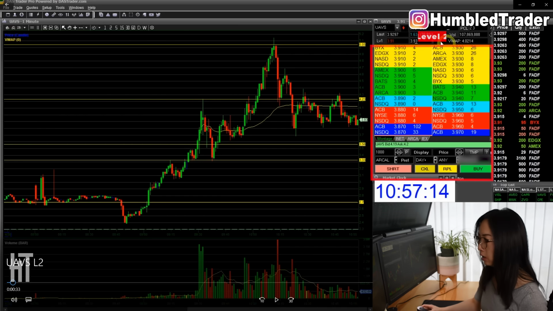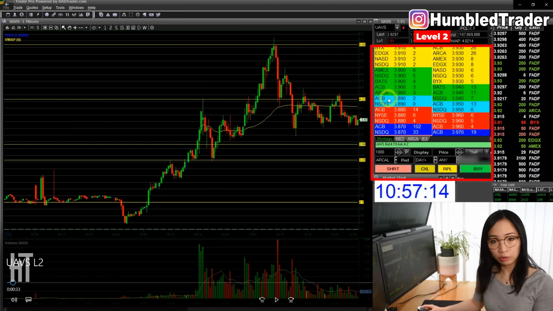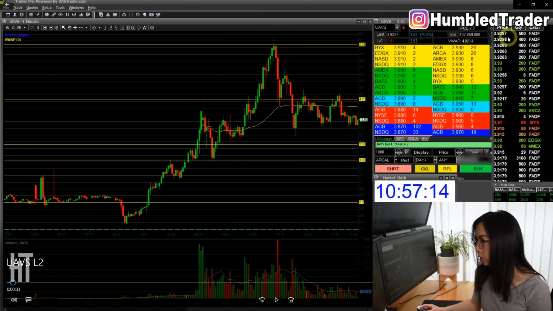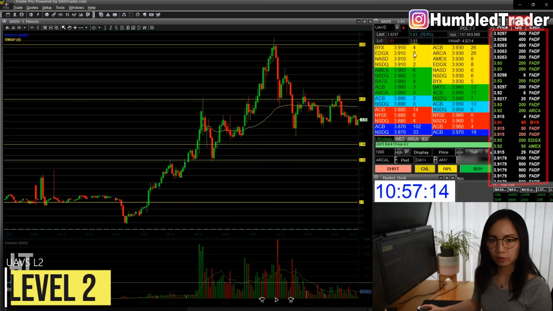This window where you see all the colorful blocks, this is the montage window, also known as level 2. And on the right side, where you see these numbers, the white, the green, the red, this is time and sales, also known as the tape. So let's start with level 2 first.